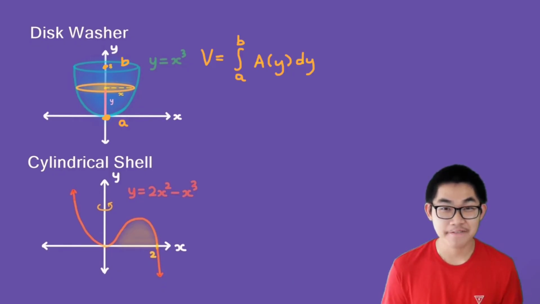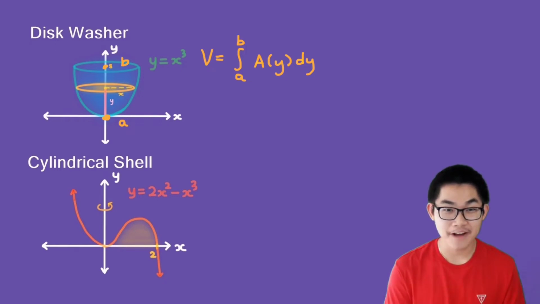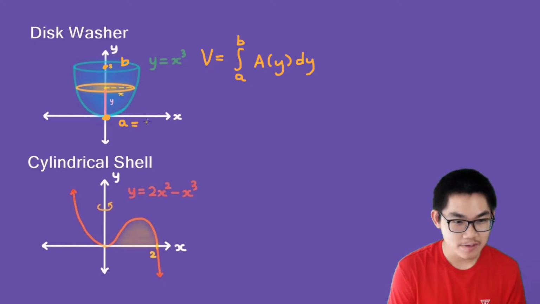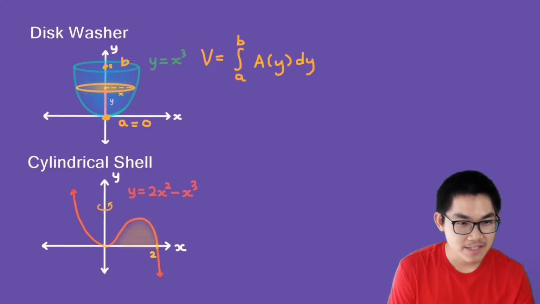Let's go ahead and find the volume. So step number one, we want to find a and b. Since a is right here at the center, then a is equal to 0, where b is equal to 8. So I wrote the number 8 right there. So b is going to be equal to 8.